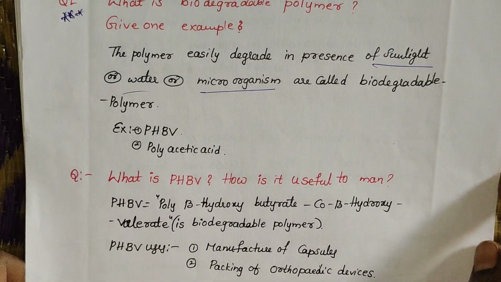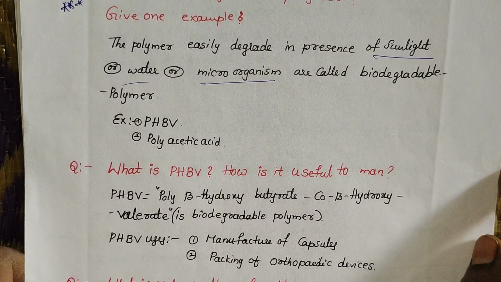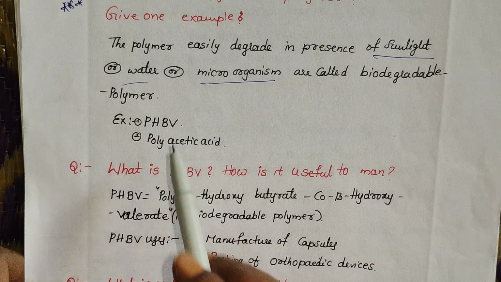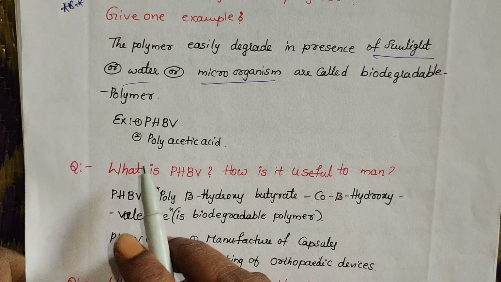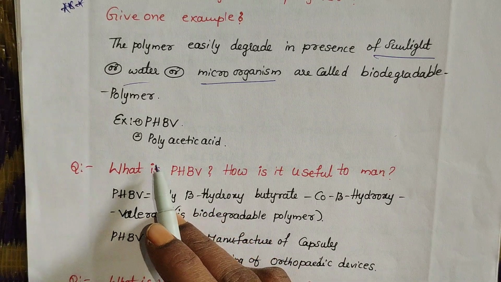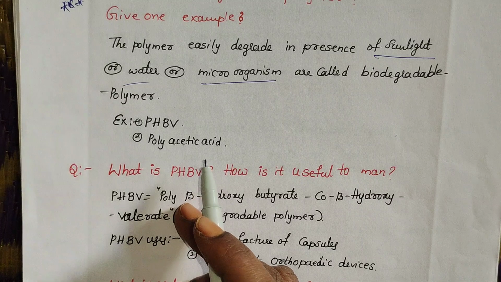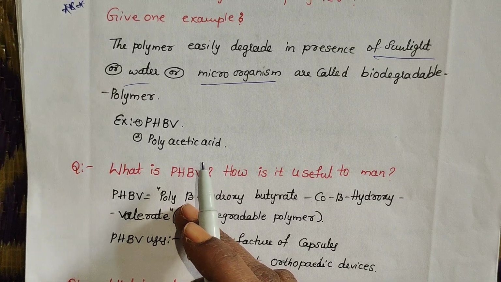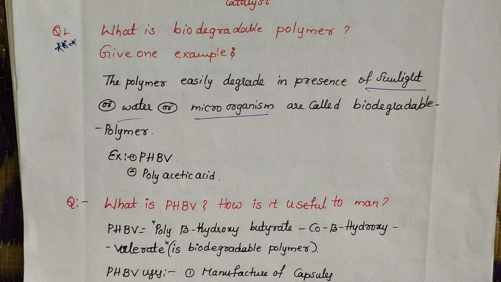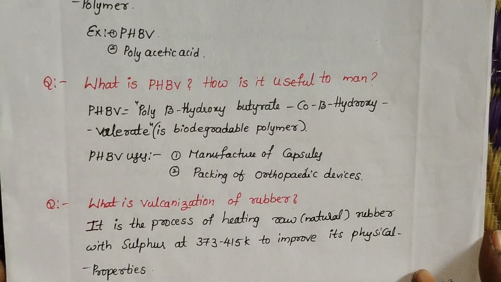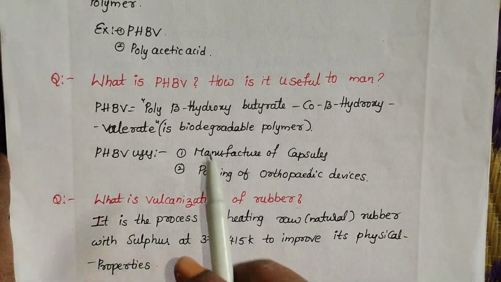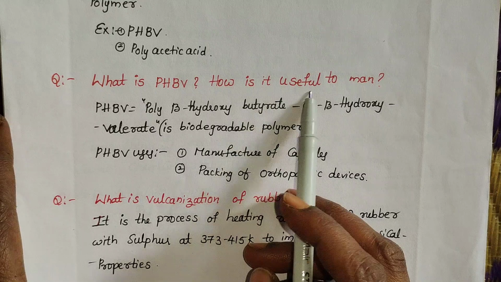Example is PHBV. Okay, PHBV full form, what is that, beta? They will ask this combination as a SAQ also, PHBV. And one more biodegradable polymer example is polylactic acid. First of all, PHBV is also one of the important VSAQs. Sometimes they will give it combined as a SAQ. Once you check this: what is PHBV? How is PHBV useful to man?